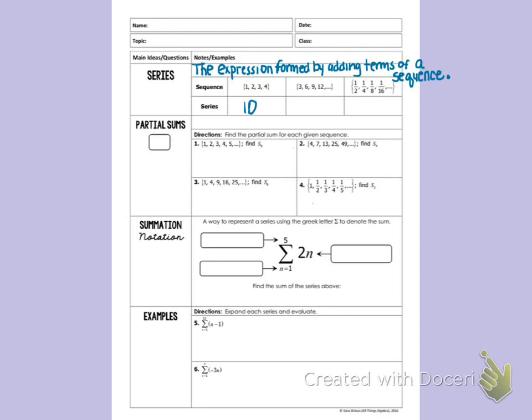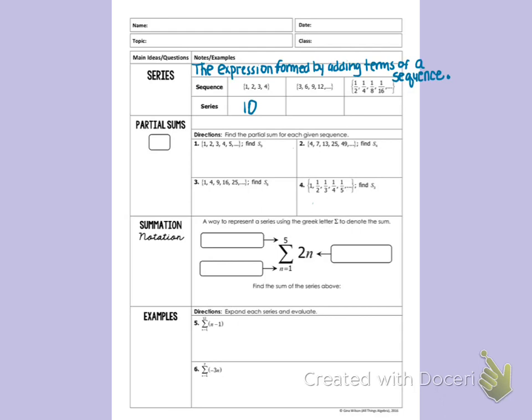So what we're going to look at today is what are called partial sums. Maybe I wanted you to find the first 4 terms, so you'd add up the first 4. Maybe I wanted you to find the first 10 terms. So now you have to generate more terms, get out to the 10th term, and add those up. So we're going to be looking at partial sums today.